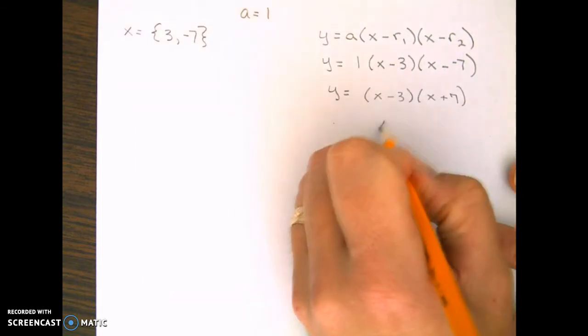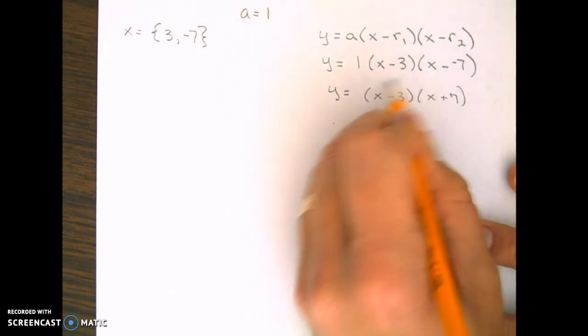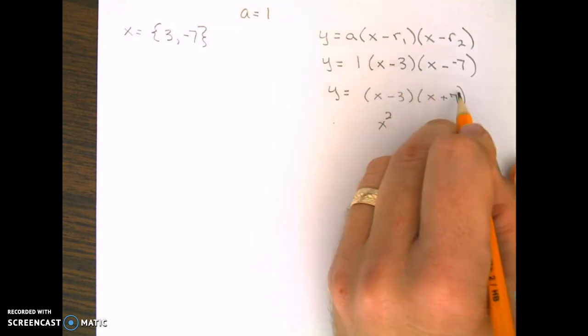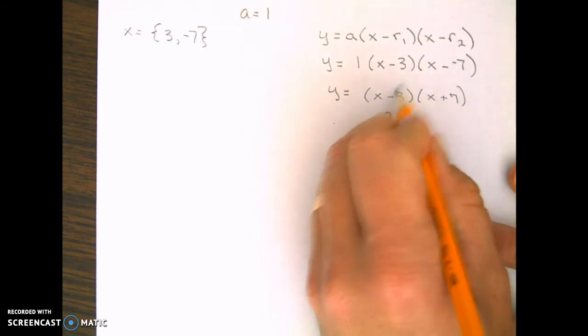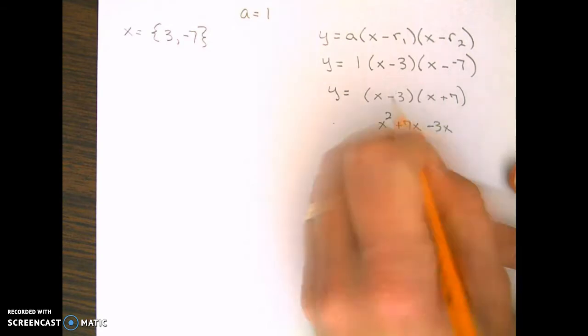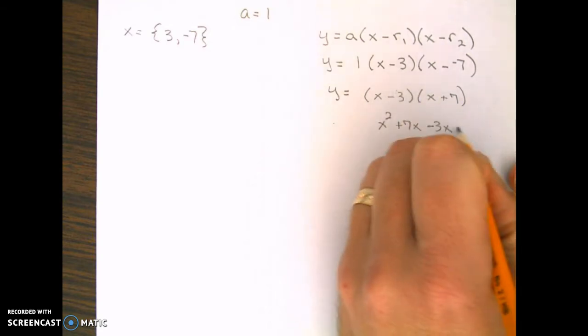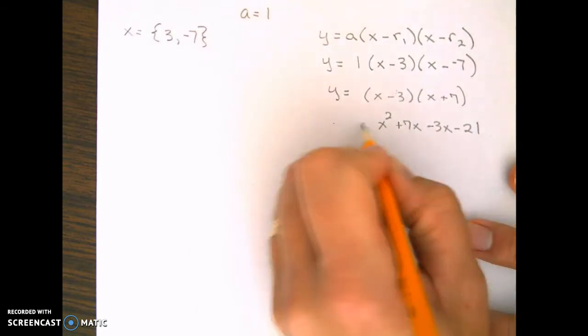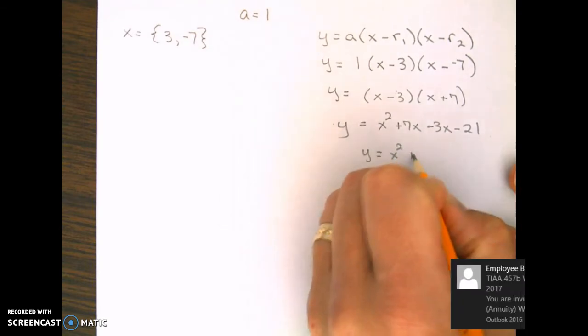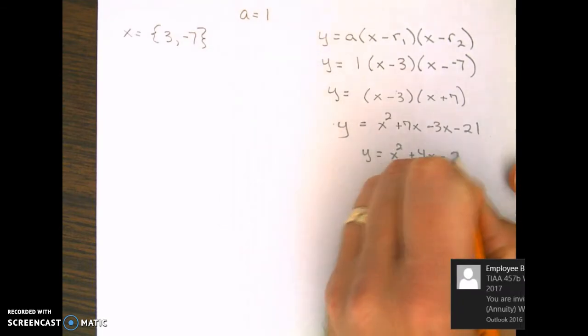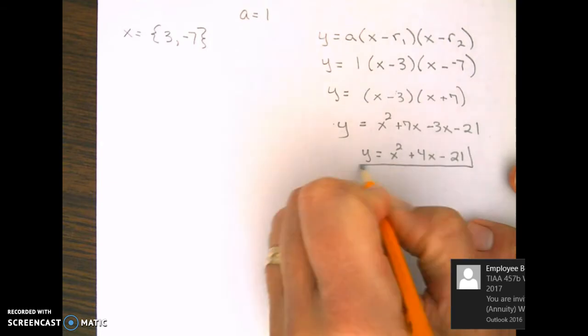we'd get x squared, first terms. Outer terms is 7x. Inner terms. And the last terms. And we end up with standard form.